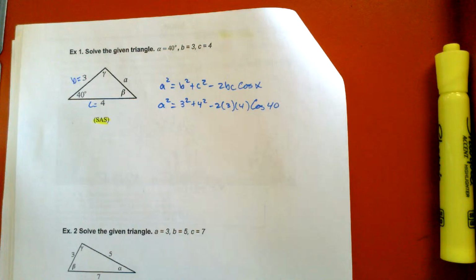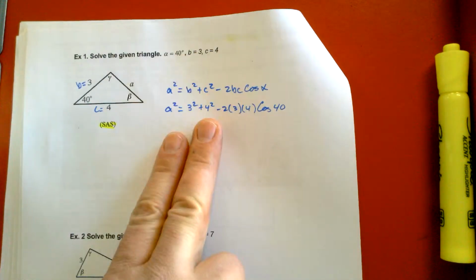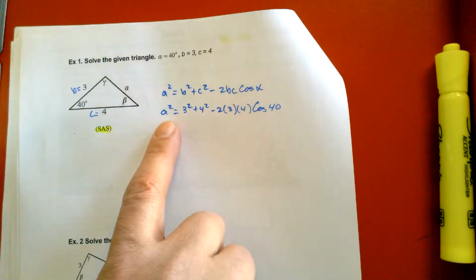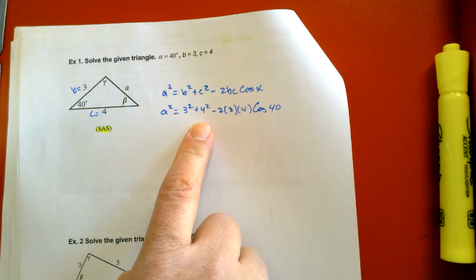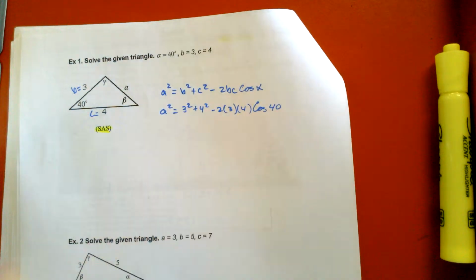Okay. Now, if you get the 3's and the 4's mixed up, does it matter? It doesn't. If you put 4 squared plus 3 squared, it doesn't matter. It's the same. If you put negative 2 times 4 times 3 times the cosine of 40, it doesn't matter. It's the same thing.